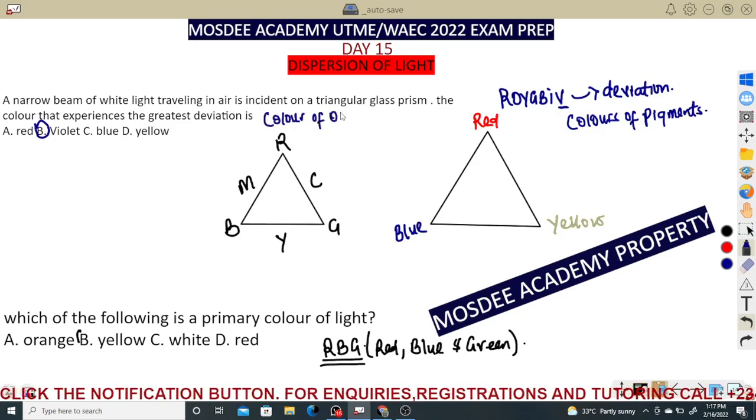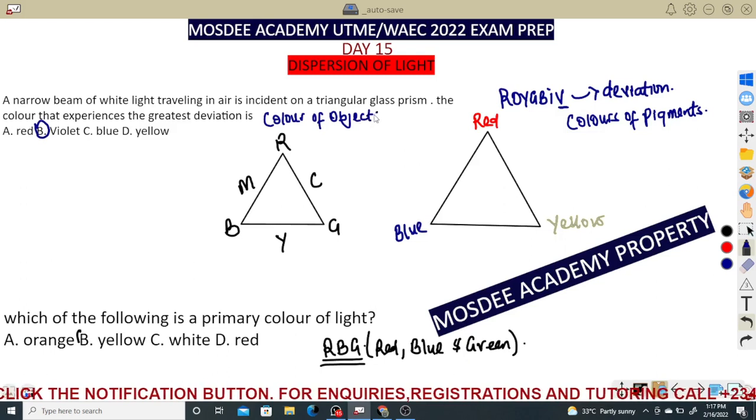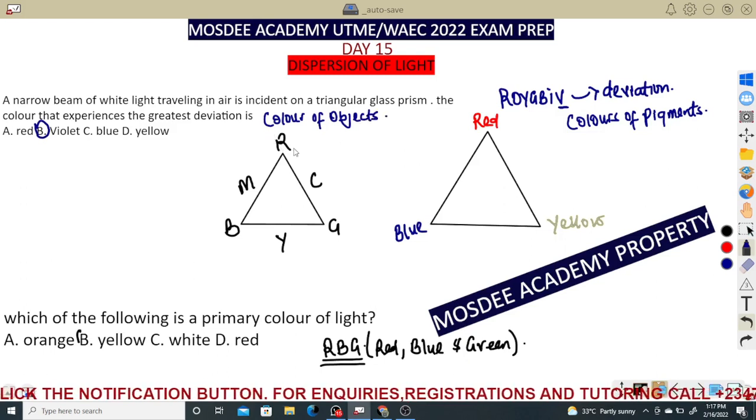So what are secondary colors? How do you form secondary colors? They are colors that are formed by mixing two or more primary colors. For those of you doing WAEC, definitions are also important for you to know.